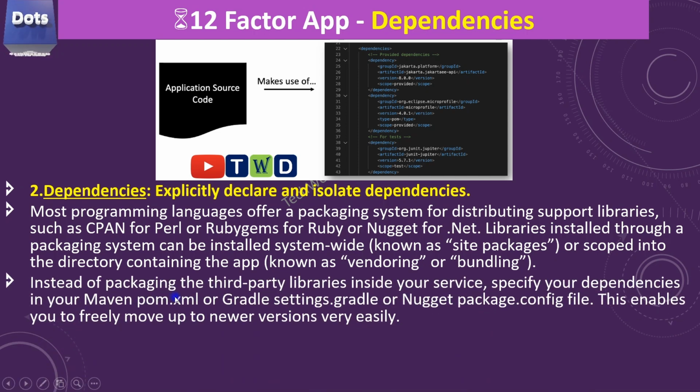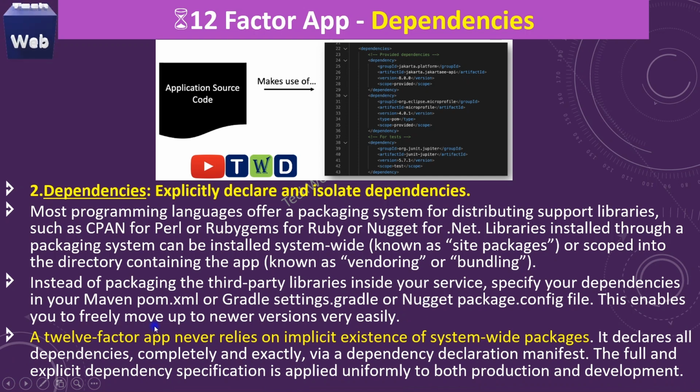Instead of packaging third-party libraries inside your service, specify your dependency in your Maven pom.xml. We are taking the example of Maven, or if you are using Gradle, then it will be in settings.gradle, or if you are using .NET, it will be the NuGet packages.config file, where you can see all the dependencies of your application marked as packages. This enables you to freely move up to a newer version very easily.